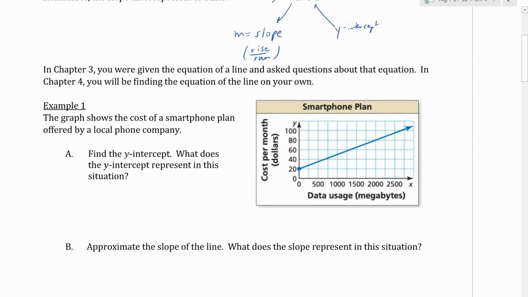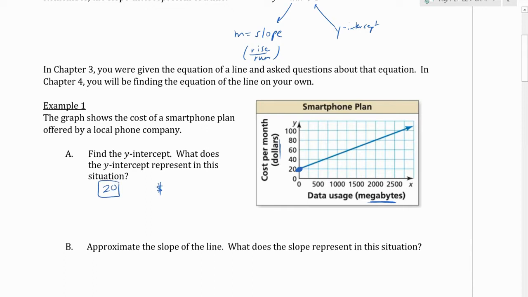So just to start things out, says here's a graph. It's got a smartphone plan. You got to see how everything's counted. Each block going up and down stands for $20. Going side to side, 2 blocks make 500. So each block is 250, and we're measuring megabytes of data. So when they say, what's the y-intercept? Okay, well, it's 20.